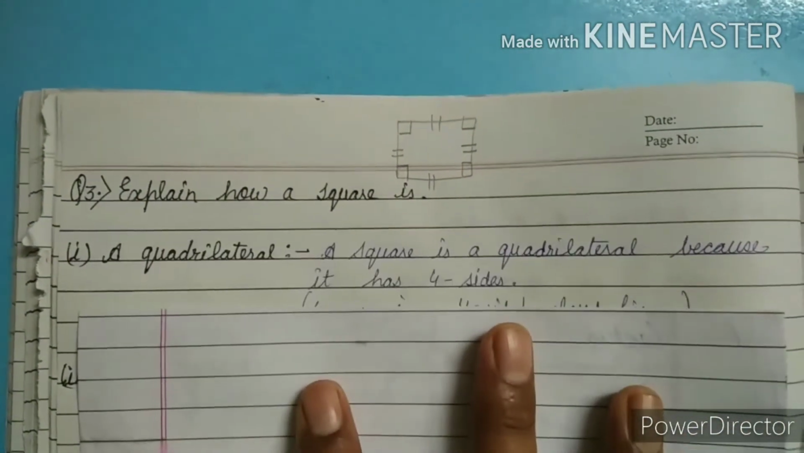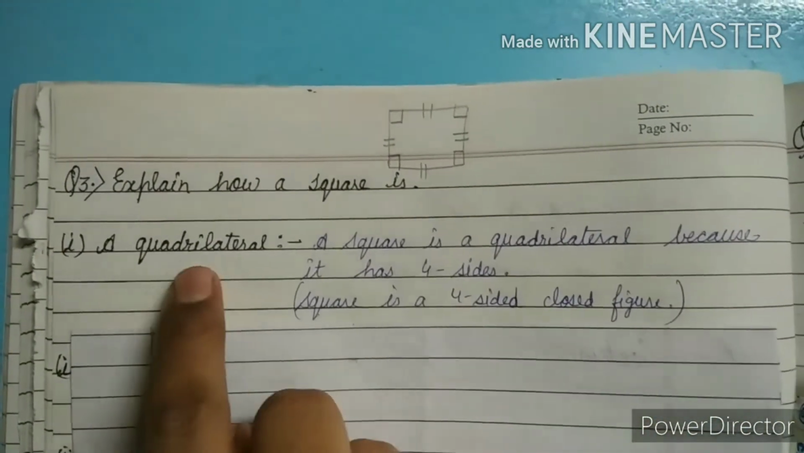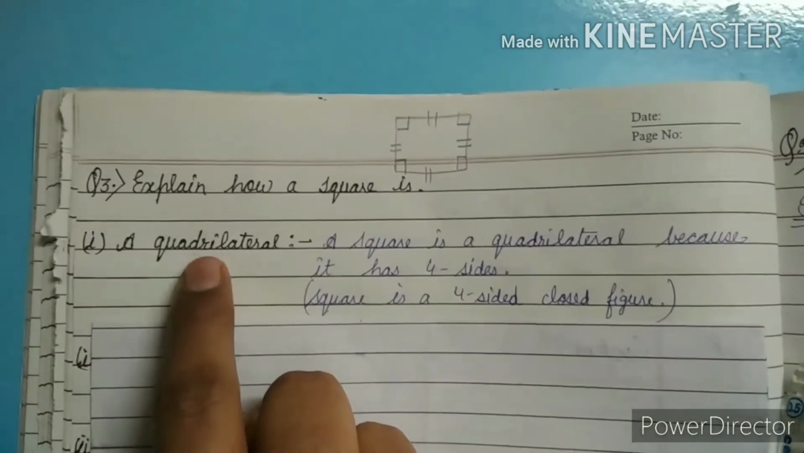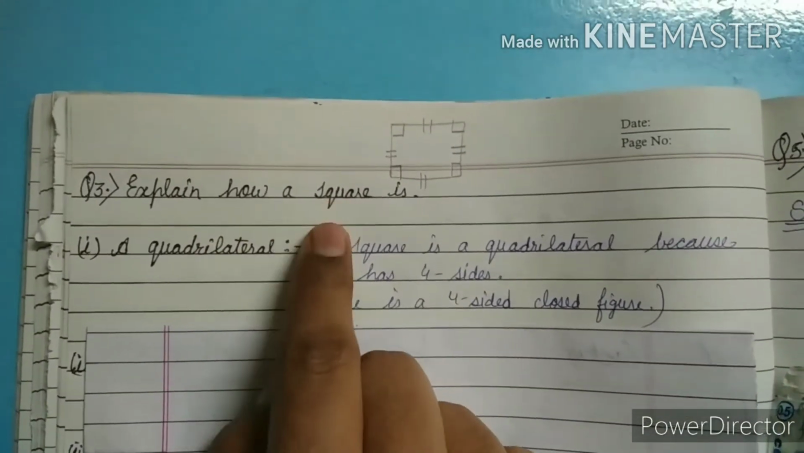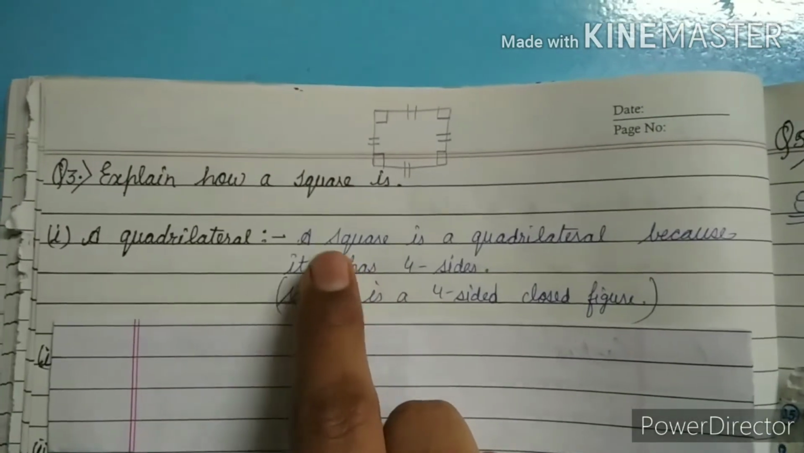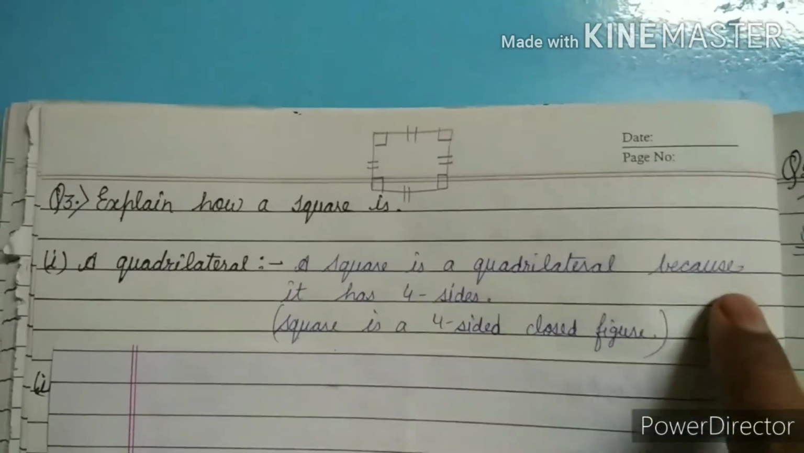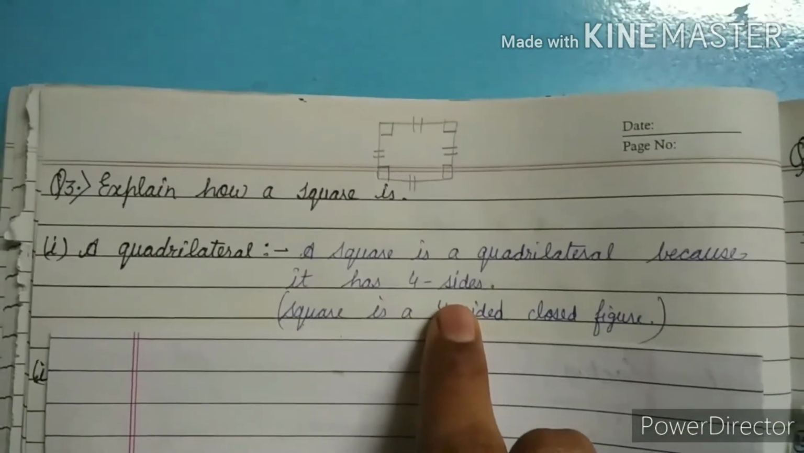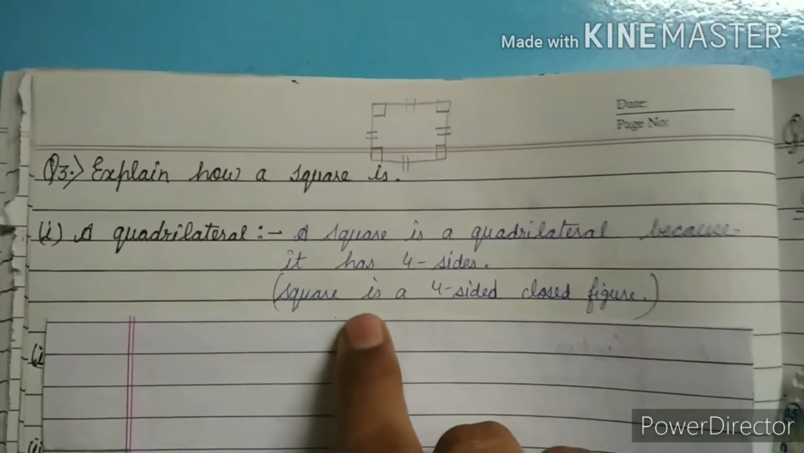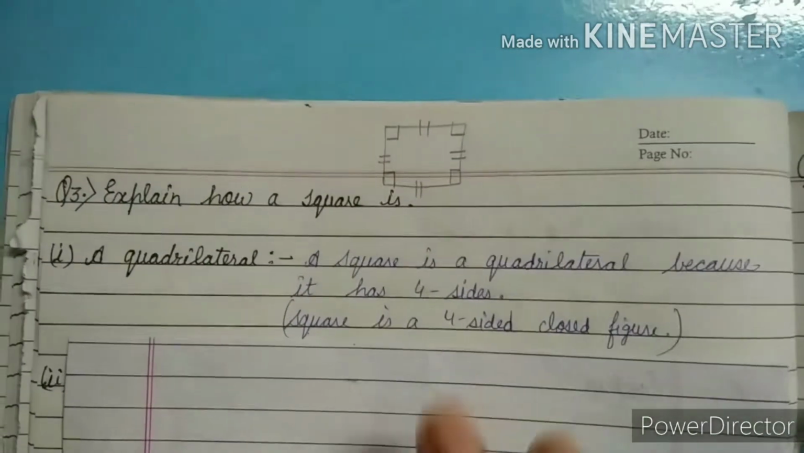So first is a quadrilateral. We know a quadrilateral has four sides. In the square we have four sides. Yes, we have. That's why we are saying a square is a quadrilateral, because it has four sides. And one more thing, a square is a four-sided closed figure.